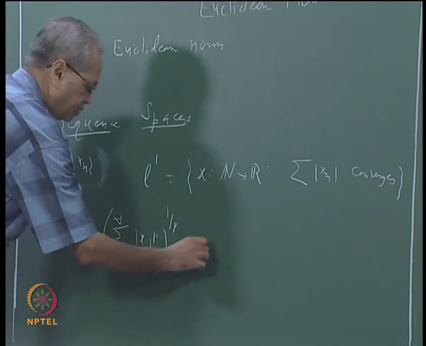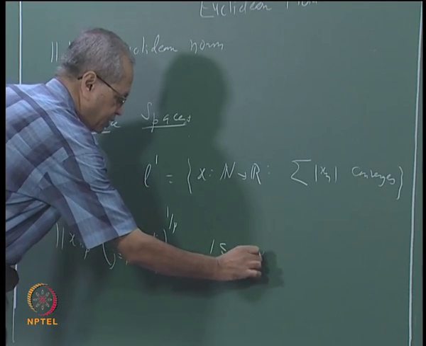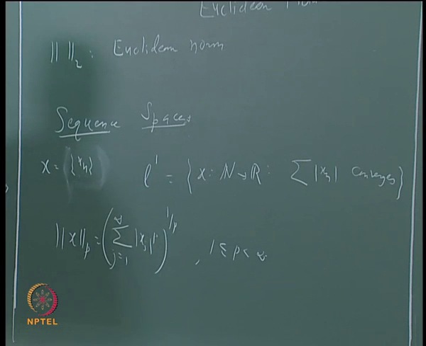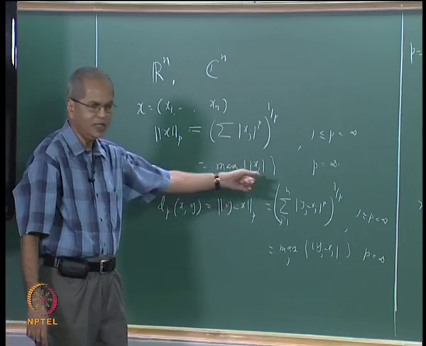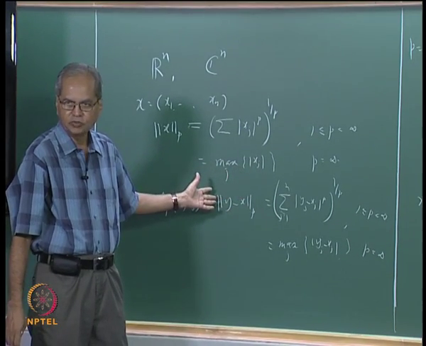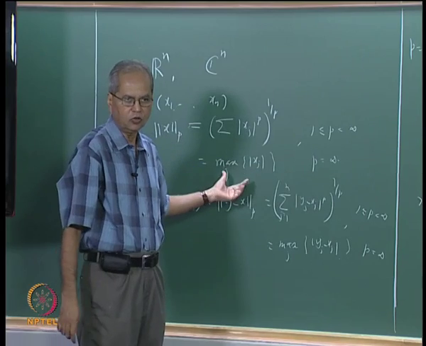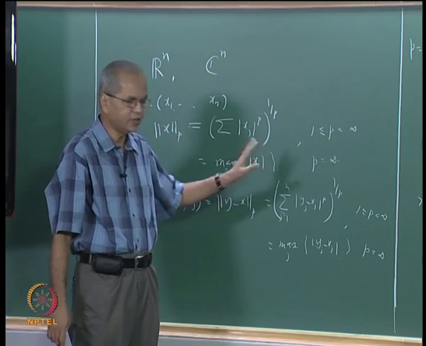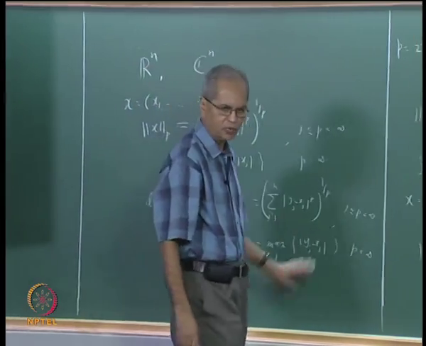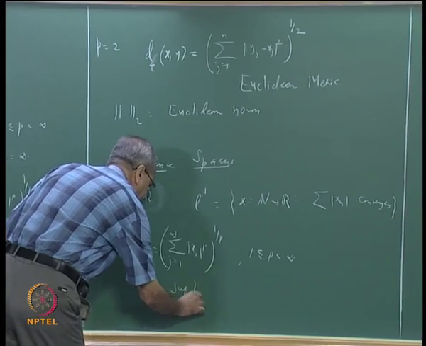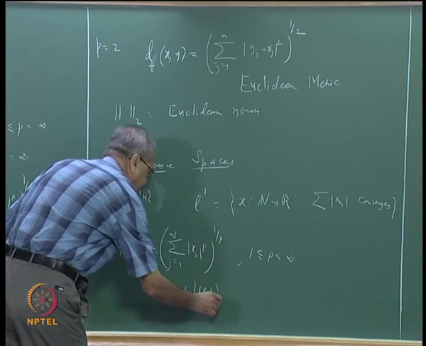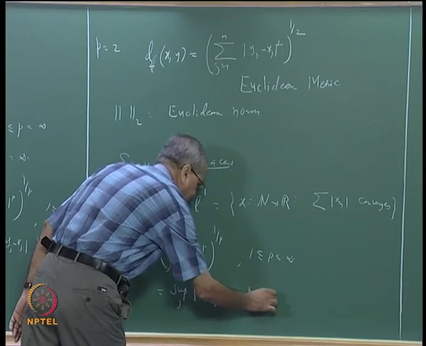This is for 1 less than or equal to p less than infinity, and similarly for p equal to infinity, here we had taken maximum of mod xj. We could take maximum here because there are only n numbers, so it will have a maximum, but here there are infinitely many, so we cannot talk of maximum, we will take supremum, or least upper bound. So this will be supremum over j of mod xj, if p is equal to infinity.